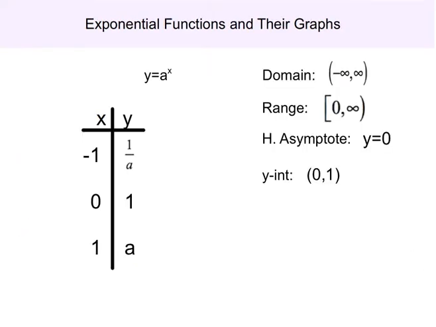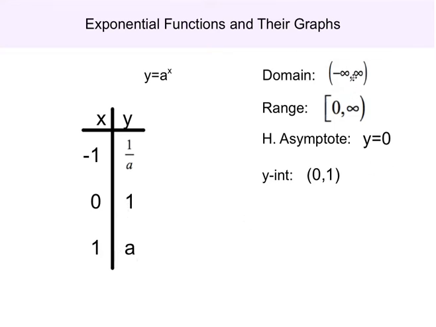So now I'd like to talk about a new parent graph. y equals a to the x is an exponential function. I can change the value that a is, and that's a real number raised to a power. So in general, I want you to graph at least 3 points. Those for x equals -1, 0, and 1. If x is -1, y is 1 over a. If x is 0, y is 1. If x is 1, y is a.